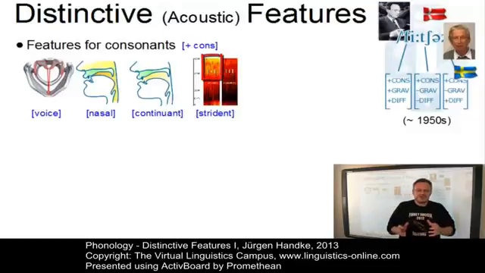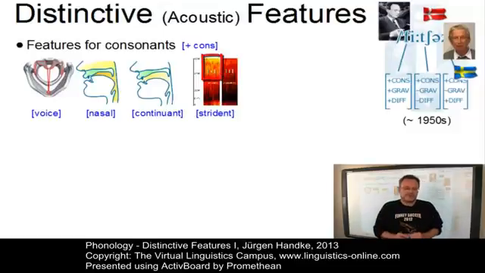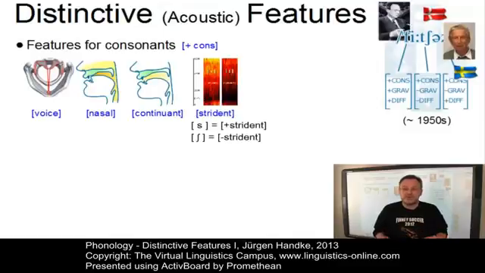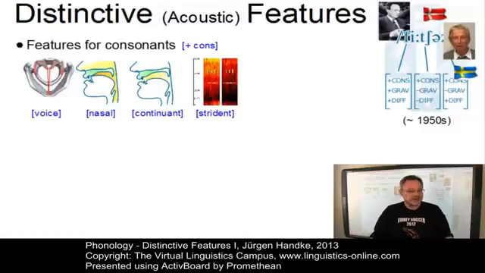The feature strident, or sharpness of noise, was introduced by Roman Jakobson to distinguish consonants involving high energy at high frequency from consonants involving low energy at low frequencies. Thus, it distinguishes noisy consonants like s from more mellow consonants like sh. So alveolar fricatives are classified as plus strident, whereas dental and labiodental ones and post-alveolar ones are defined as minus strident.